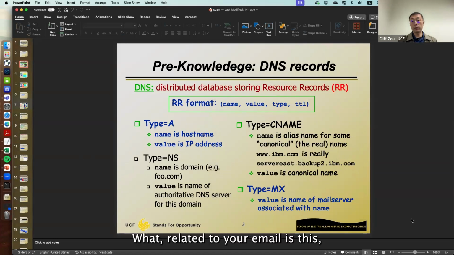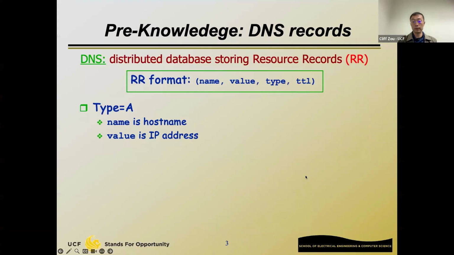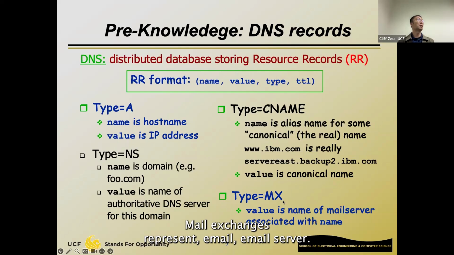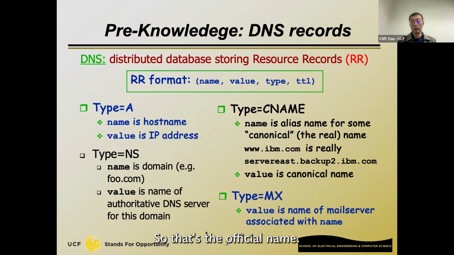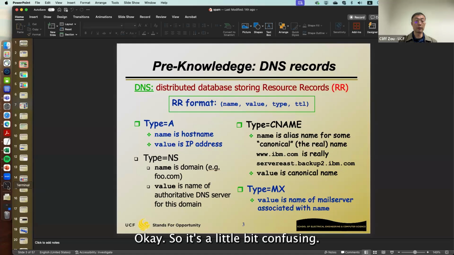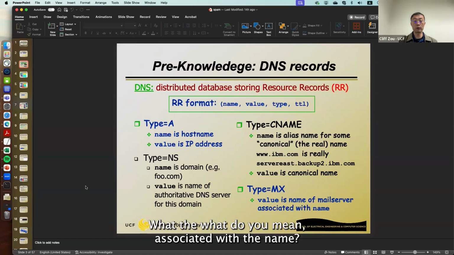What is related to email is type MX. MX is called mail exchange. Mail exchange represents an email server. So that's the official name. The value is the name of the mail server associated with the name. Okay, so it's a little bit confusing. What do you mean, associated with the name?